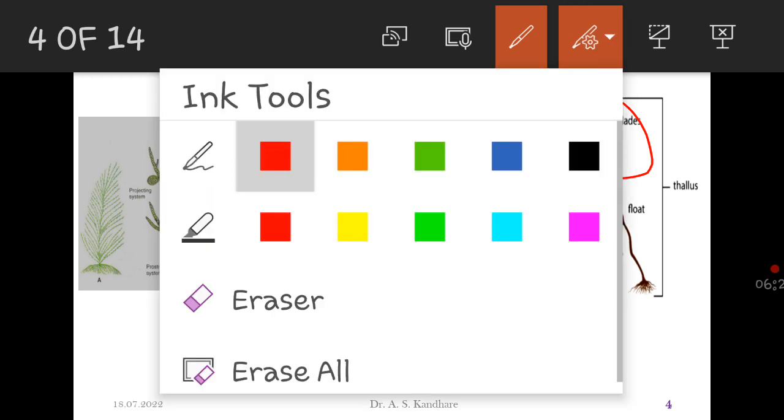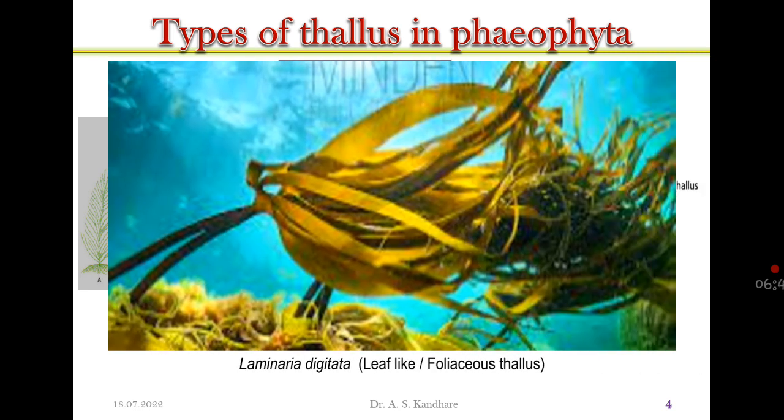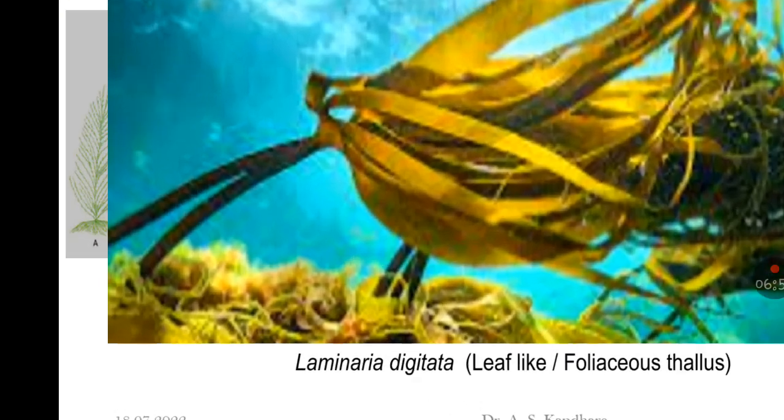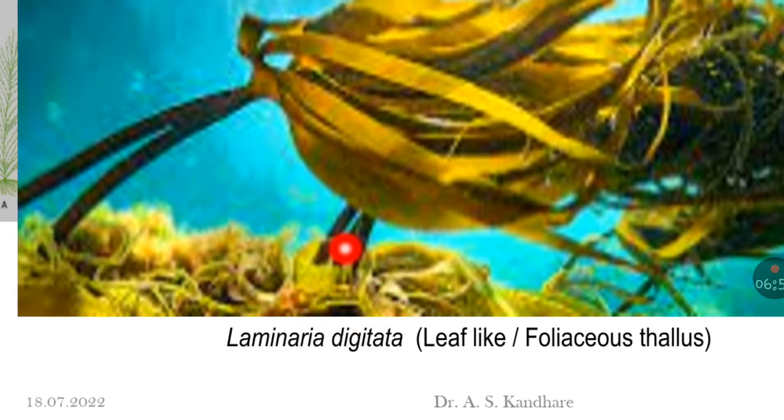So in this way you will find that in Phaeophyta primarily these two types of thallus are found. Now you can see here leaf-like structures. It is called lamina or frond. So therefore it is foliaceous thallus. So this is an example of Laminaria digitata. This is a brown algae.